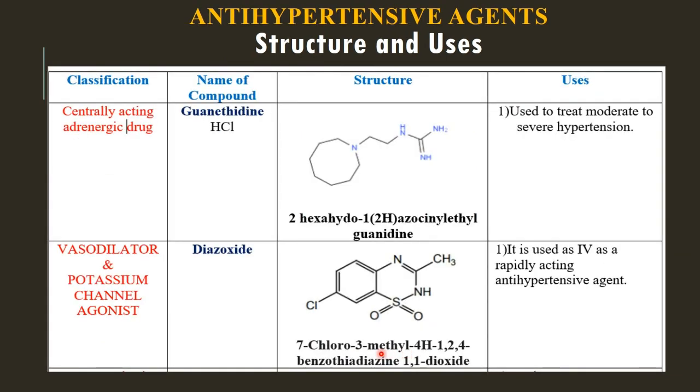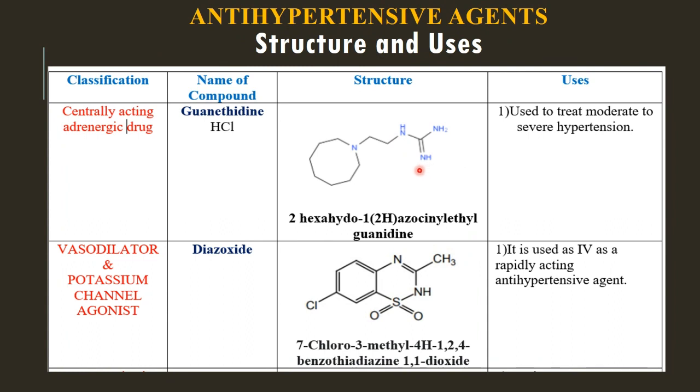The next drug is guanethidine. Here also you can see the azepine group is present, and aza means nitrogen. So what is the name of this compound? It is 2-hexahydro-1H-azocinyl ethyl guanidine. Uses: it is used to treat moderate to severe hypertension.